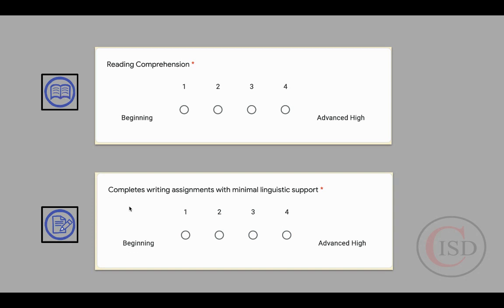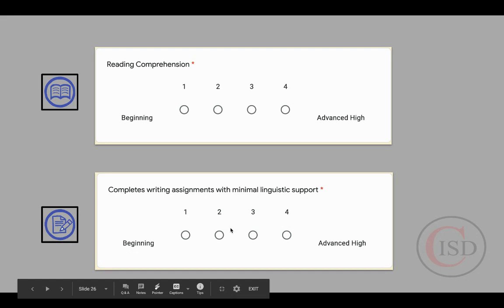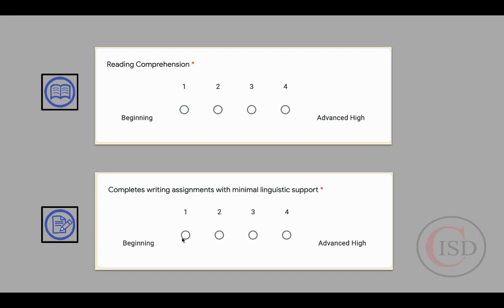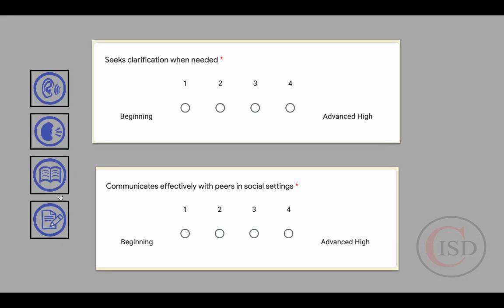You'll also answer a 1, 2, 3, or 4 for how your learner completes writing assignments with minimal linguistic support. So minimal, advanced high, or advanced, intermediate, or if they need a lot of support according to those rubrics in your class performance, then it will be a 1. Once again, you can click on this writing icon to take you back to the writing information slides.